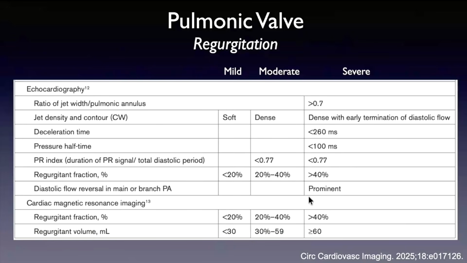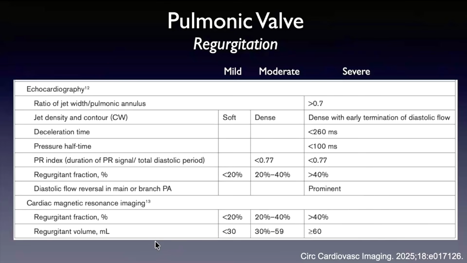And then something that I think we don't do as often as we should when there's severe pulmonic regurgitation is look for diastolic flow reversal in the main or the branch PAs, very similar to what we do for the aortic valve. If you see holodiastolic flow reversal in the abdominal aorta, it's a very specific sign of severe aortic regurgitation. So if you see diastolic flow reversal in the branch PAs, then that's probably very specific for severe pulmonic regurgitation.